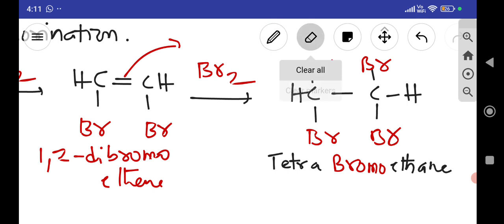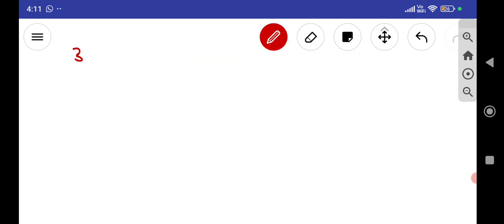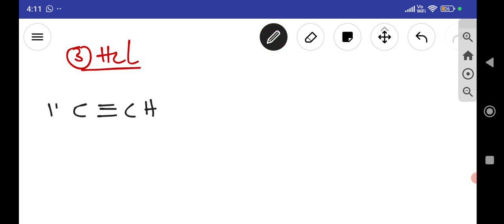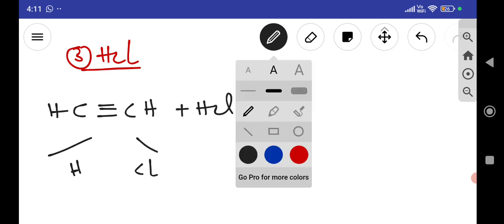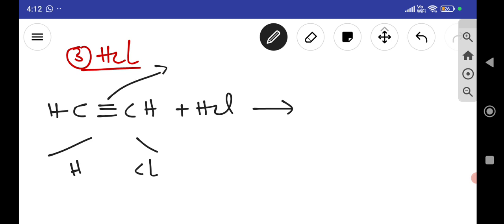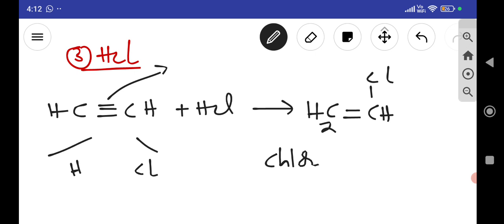Next, the last reaction is addition of HCl. So you take ethyne plus HCl. Here one H can be added and here Cl can be added. So by the removal of the third bond, that is the pi bond of the triple bond, you get CH2 double bond CH and here Cl will come. So this is nothing but chloroethene.